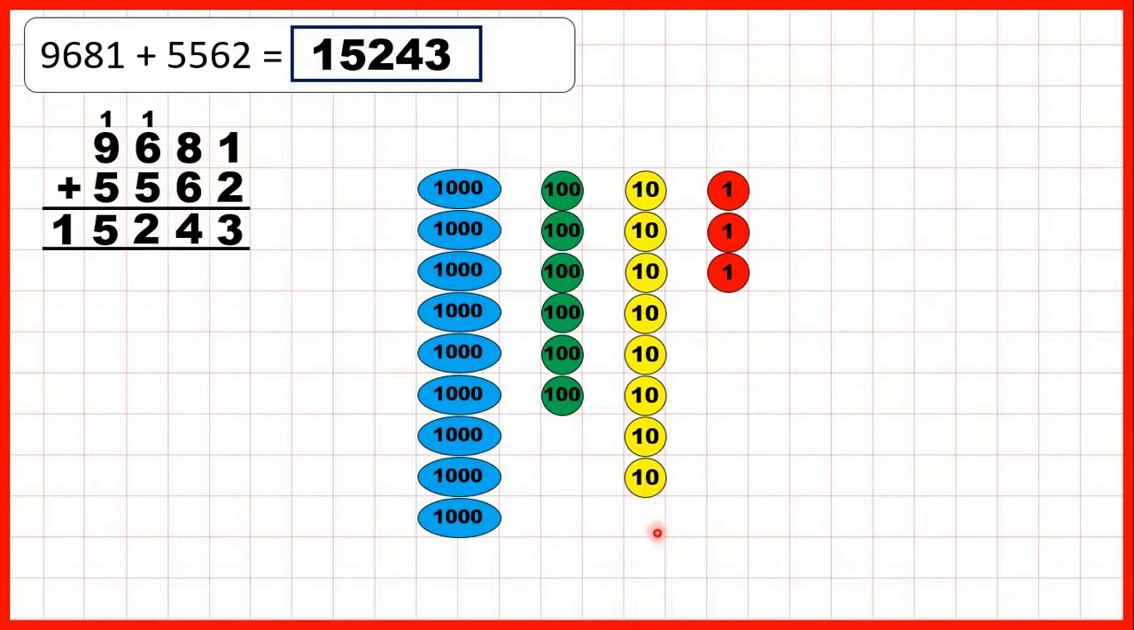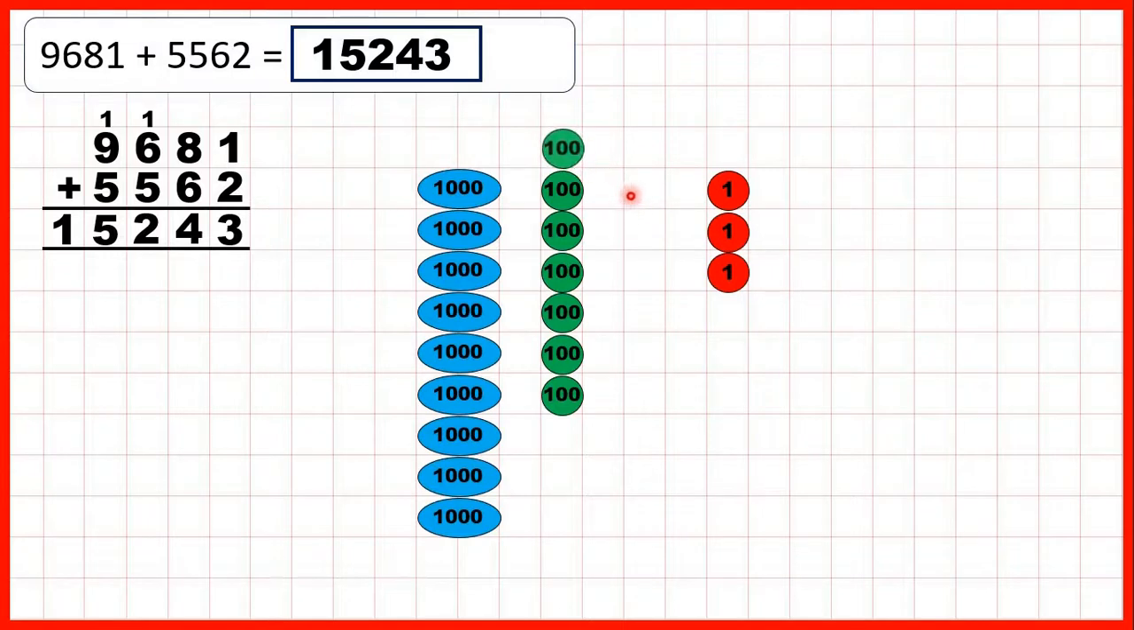Remember, when we have 10 of any place value counter, we exchange it for 1 of the place value to the left. So 10 tens are exchanged for 100. So if we add 6 tens, we can add 1, 2, then exchange, then add 3, 4, 5, 6. So because we made 1 extra 100, we write 1 above our hundreds column, and then that leaves us with 4 tens, which we can write in our answer.